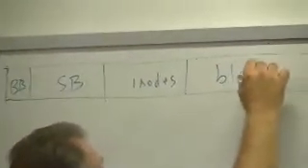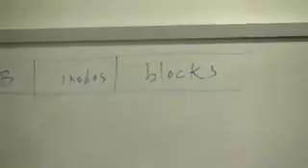Then inodes. And then the blocks. So that's the way a typical hard drive is partitioned under the Unix file system.